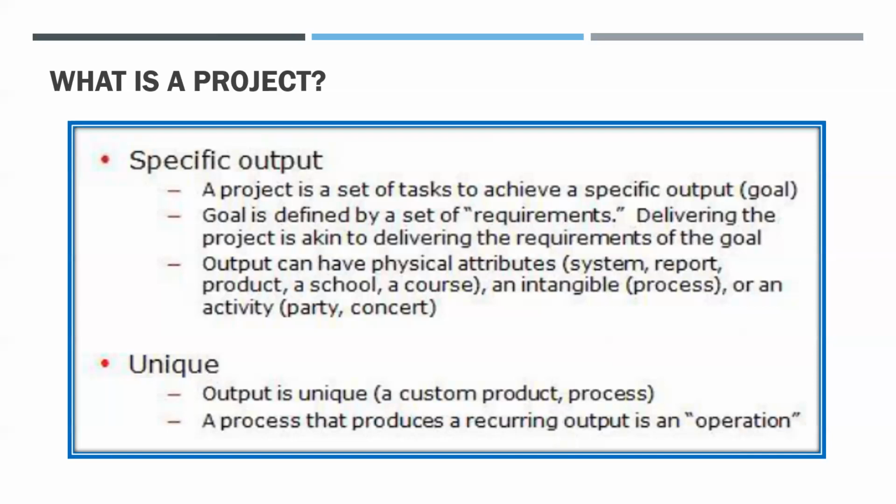A project is unique. So output is unique, a custom product or process. So a process that produces a recurring output is an operation. So a project is different from operation because a project is time bound, whereas an operation is already a process and then it repeats.